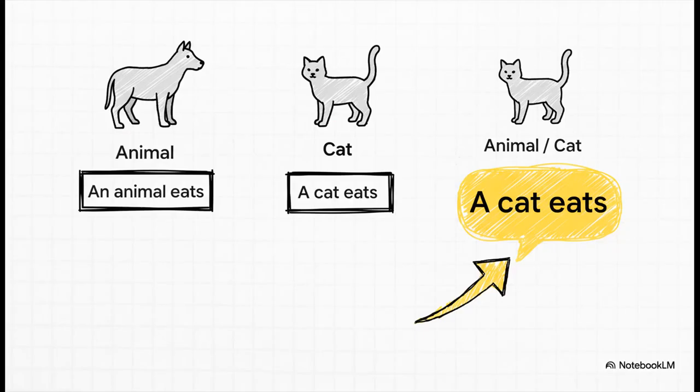So, did you get it? Let's check the result. The first two, pretty straightforward. But that third one is where the magic happens. Even though the variable object is type animal, the program prints a cat eats. So why? Because at runtime, when the code is actually executing, the system looks at the real object, which is a cat, and it calls the cat's version of the method.